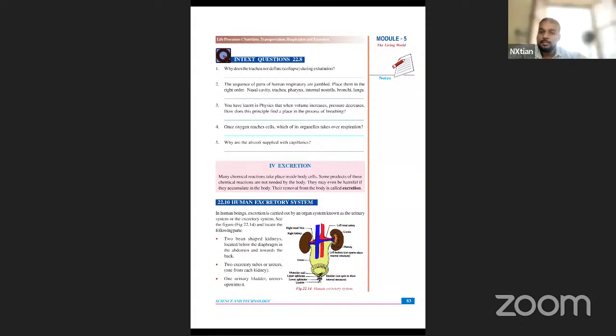We have kidneys. It's like a rajma, you know rajma, bean shape. It helps us to purify the blood. Understood? Now, in the human excretory system, excretion is carried out by an organ system known as the urinary system or excretory system. We have two bean-shaped kidneys. Can you see these two bean-shaped kidneys? We have two excretory tubes, which you can see are called ureters, and we have the urinary bladder.